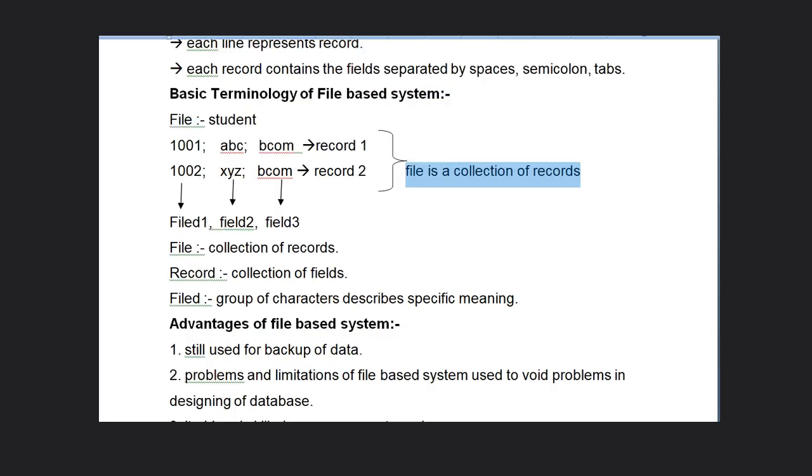Now observe the basic terminologies. A file is a collection of records, a record is a collection of fields, and a field is a group of characters which describes the meaning of the data that is collected and stored.